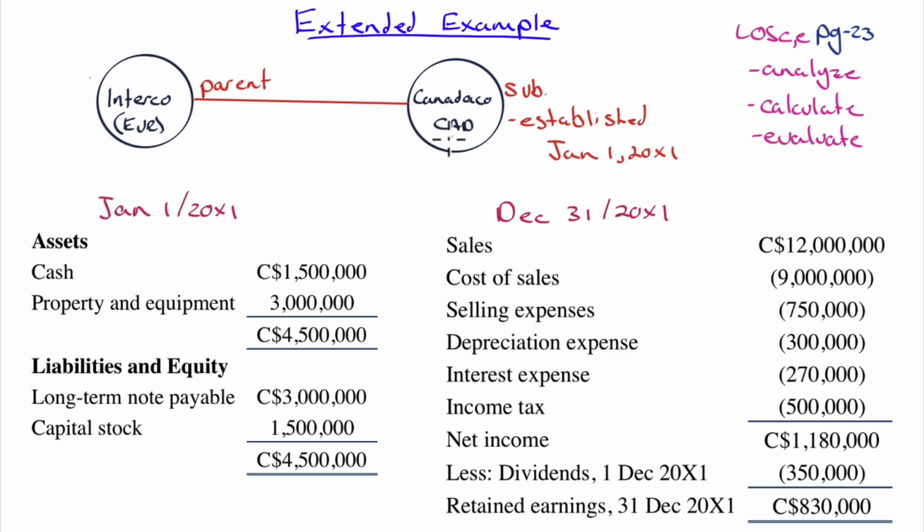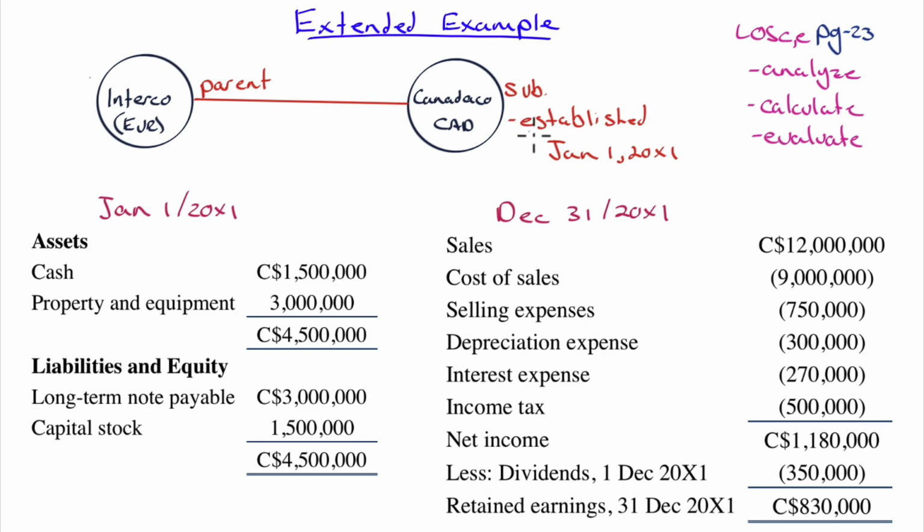Canada Co is the subsidiary. Its functional currency is the Canadian dollar. So we're going to have a translation issue. Now, can you tell right away what type of translation we'll be doing? Since the presentation currency and the functional currency are different, we should be using current rate.